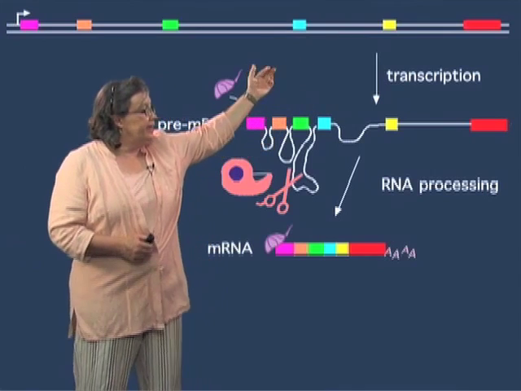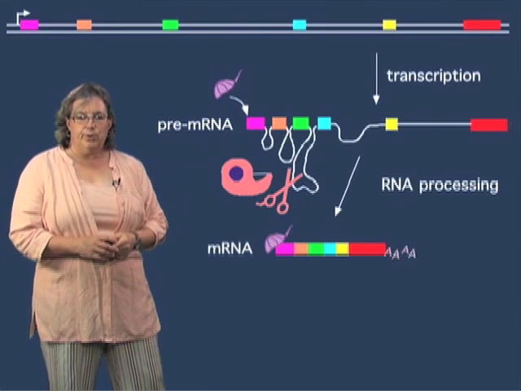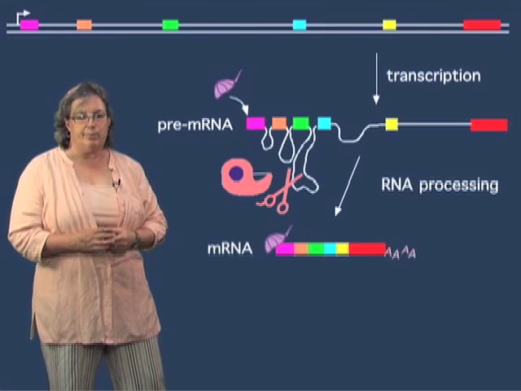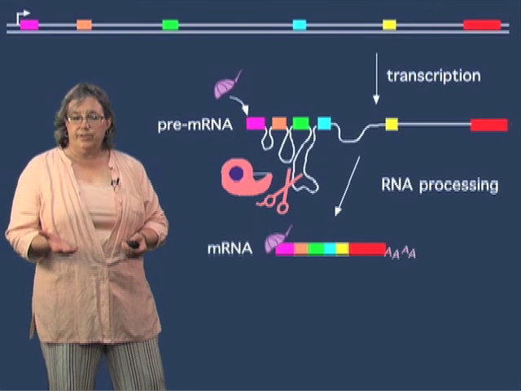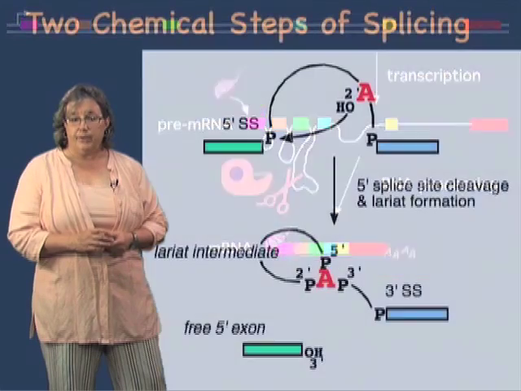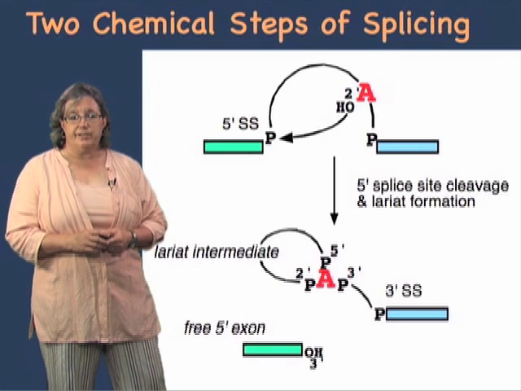exons up here and introns. And the introns have to be removed. And in my previous cartoon, I've just used the scissors and tape. So in this lecture, we're going to be talking about what is the nature of those scissors and tape, and then how do they actually do the reaction. So first, let's talk about how the splicing actually happens. And it happens in two chemical steps.